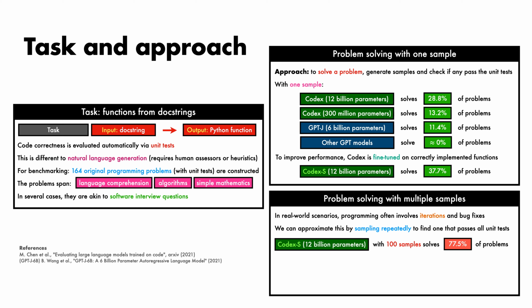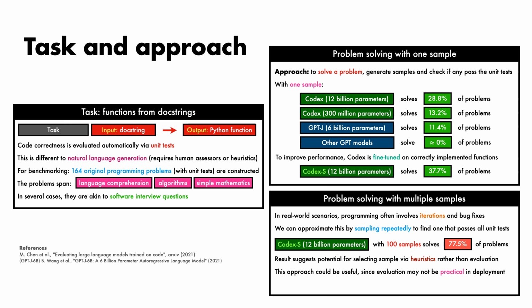77.5% of the time. This result hints at the potential for selecting the generated sample via ranking heuristics rather than evaluation. Doing so would be an attractive option for certain scenarios in which evaluation with unit tests is not practical or possible in deployment. As a step in this direction, it is found that selecting the sample with the highest mean log probability among the 100 generated samples successfully passes all unit tests for 44.5% of the problems.